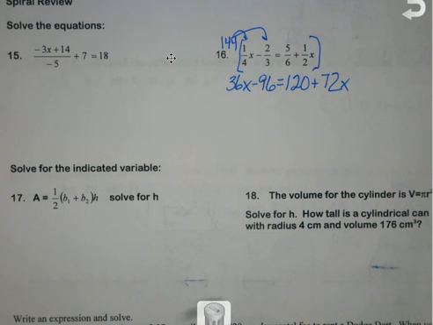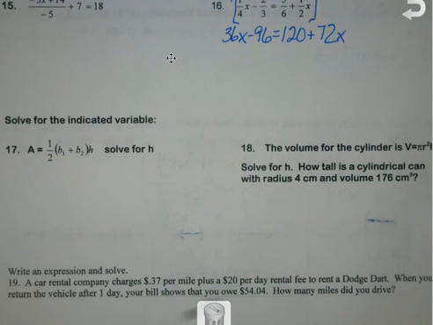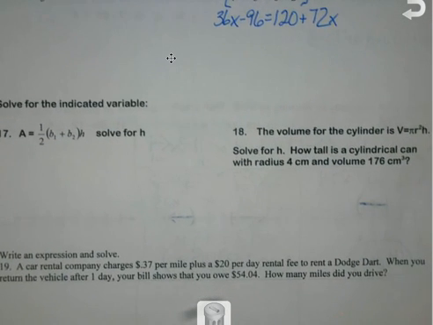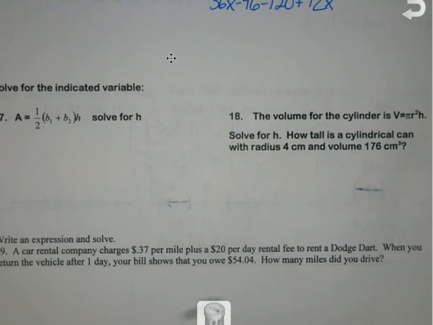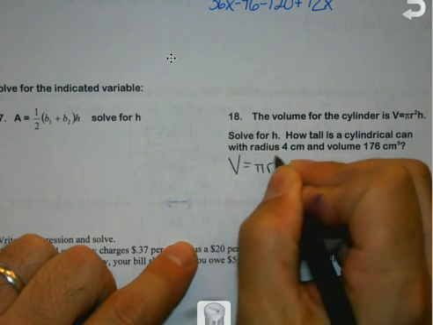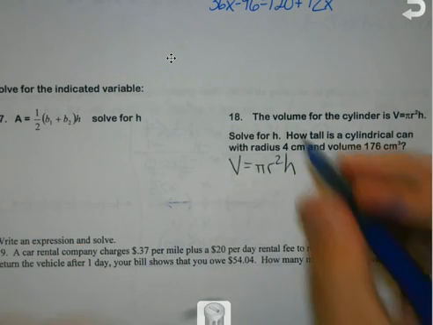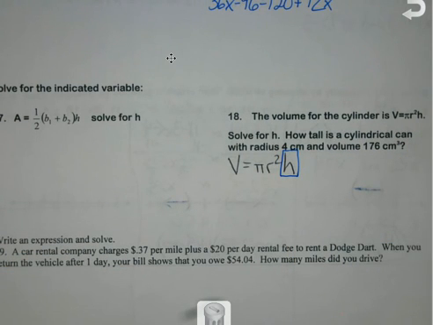Now here's the other one we are going to play with. We're going to play with 18 because it's one of those dreaded solve my equation for something problems. But then it goes a step further. The volume for this cylinder, they give me the formula, so I don't have to know the formula. It says solve for H. So I want to get H on a side by itself.